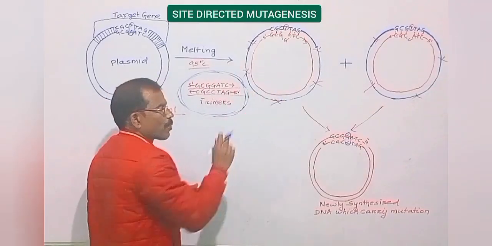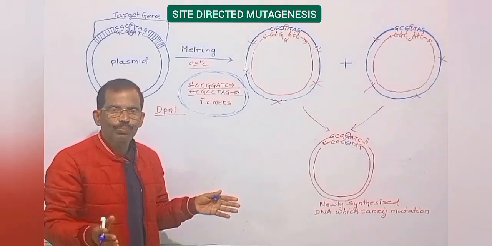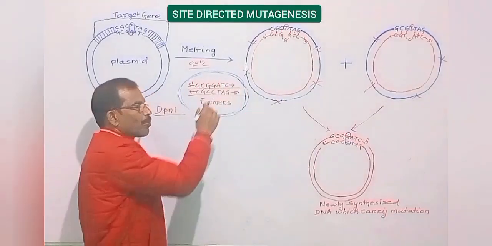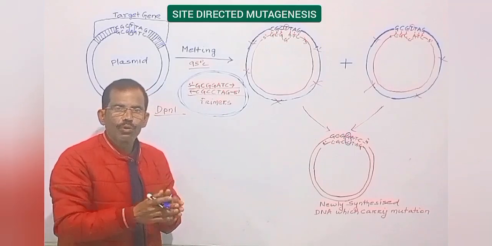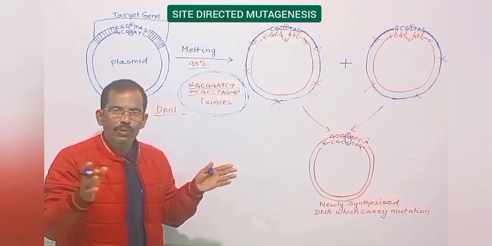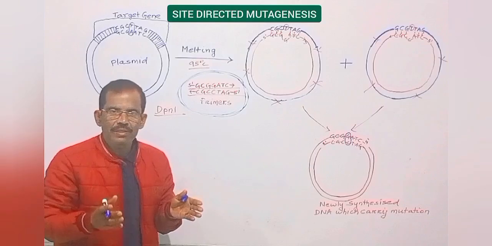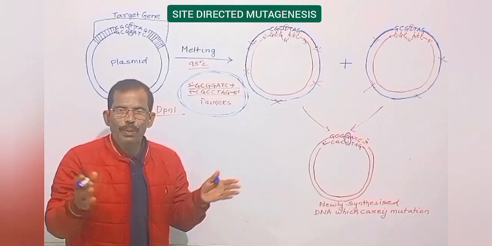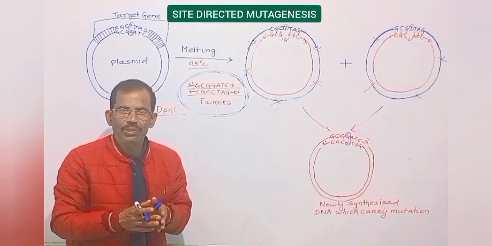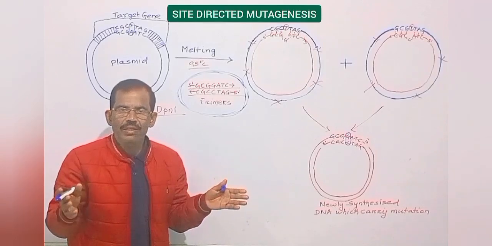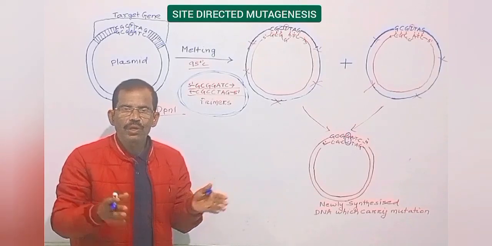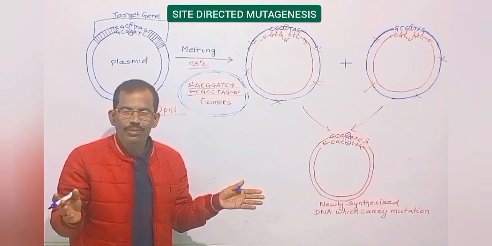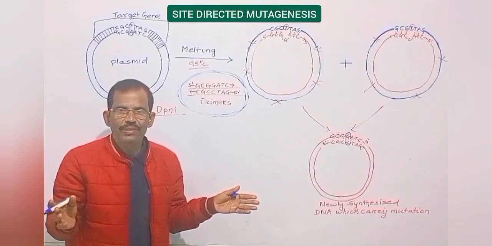This entire process is carried out by including all these components and 4 different deoxyribonucleotides in a reaction tube. The reaction tube is then placed in the PCR machine known as a thermal cycler. The PCR machine then carries out the entire process.